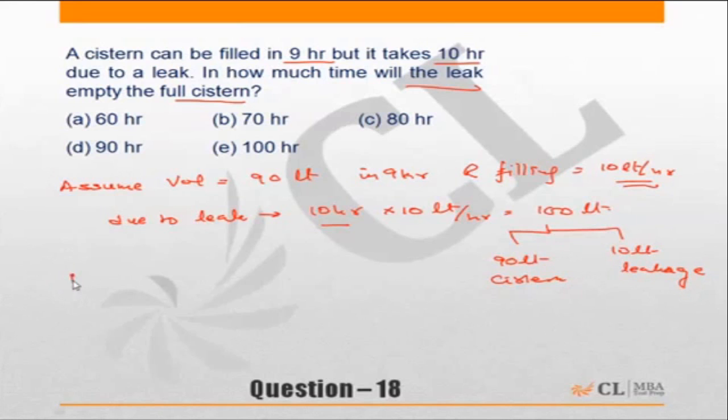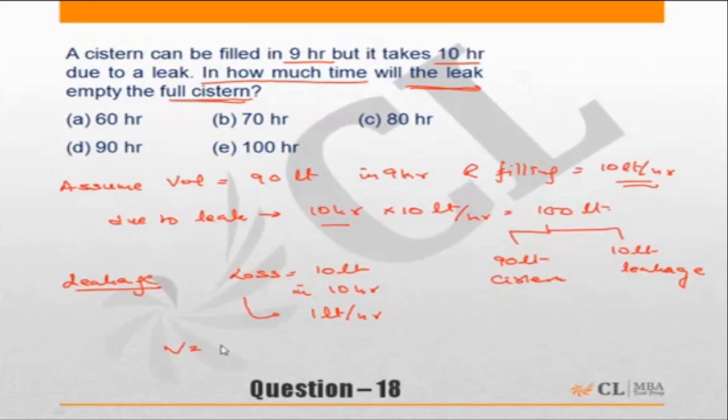But if you look at the leakage, the loss is 10 liters, and this 10 liter leakage happens in 10 hours. Or in other words, the leakage results in a loss of 1 liter per hour. So if the cistern is filled up completely and then it starts leaking, since the rate of leakage is 1 liter per hour and the volume of the cistern is 90 liters, that means the leak will empty the tank completely in 90 hours. 90 liters at the rate of 1 liter per hour, so it is 90 hours. Choice D becomes the correct answer.